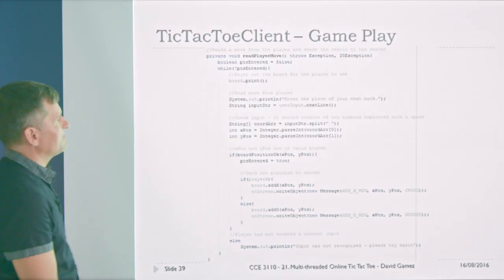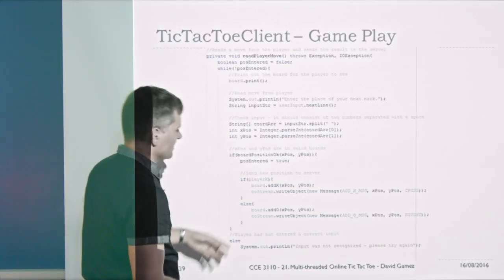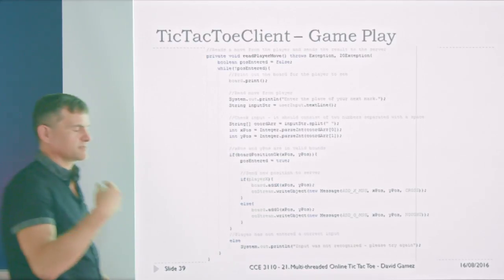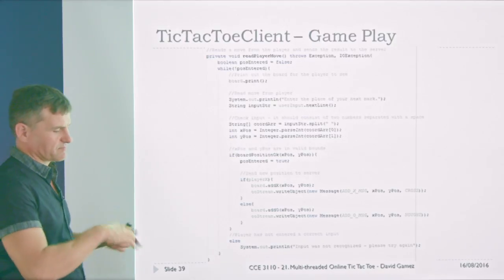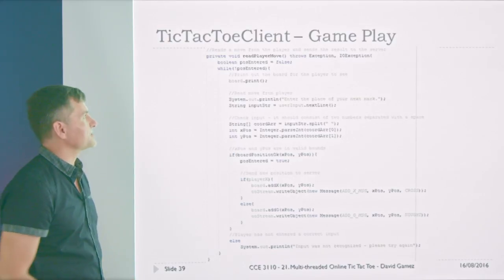And this is read player move, so this is what's reading the 0, 0 or the 0, 1 or whatever from the user, and using that to update the board, and then sending a message to the server telling it that the user, let's say, has put a cross at this particular position on the board.